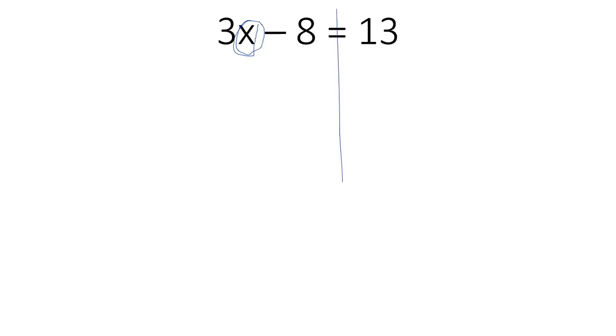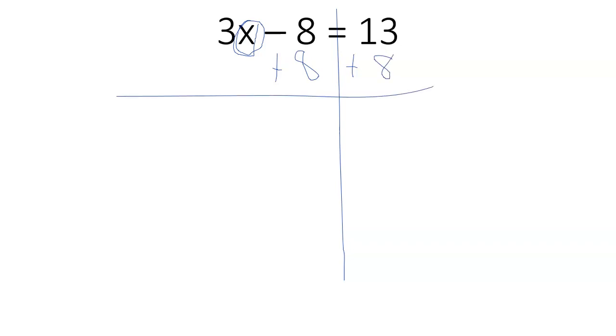So the first thing we're going to do is take whatever we do to one side of the equal sign, we have to do to the other. And we always do the opposite of what it says. So right here we have a -8. So the opposite of -8 is +8. So I'm going to +8 on this side, which means I have to +8 on this side.